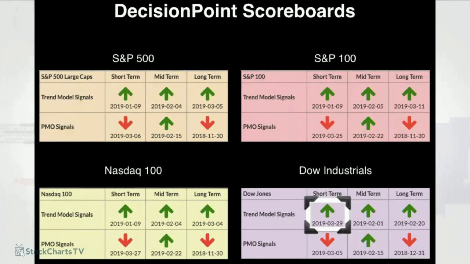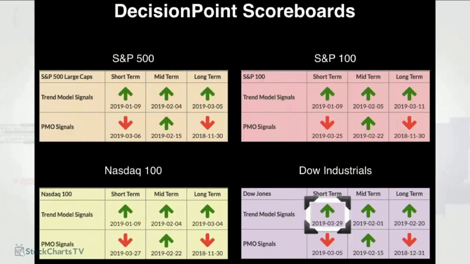All right, so let's start off by just looking at what's going on with the DP scoreboards. It's been kind of a back and forth, really, between short-term trend model and PMO signals. Today, we actually did get a short-term trend model buy signal on the Dow, which replaces the neutral signal that came in 2 days ago. So not a big surprise.